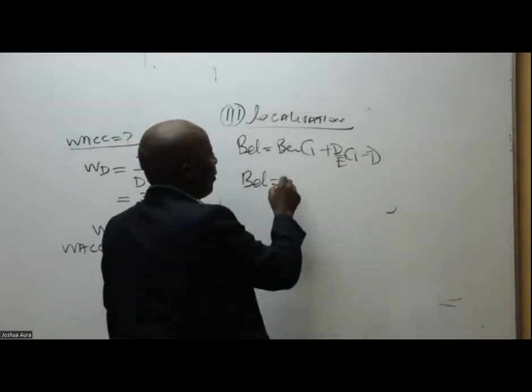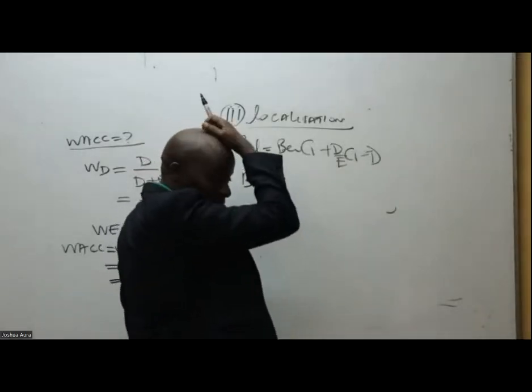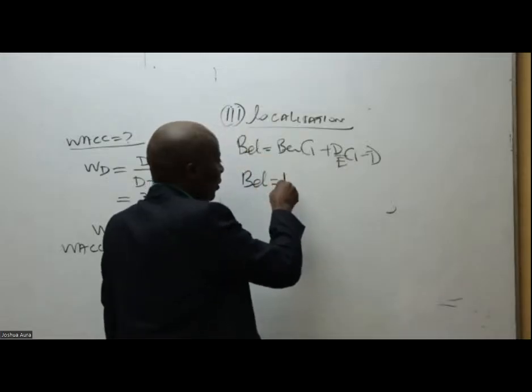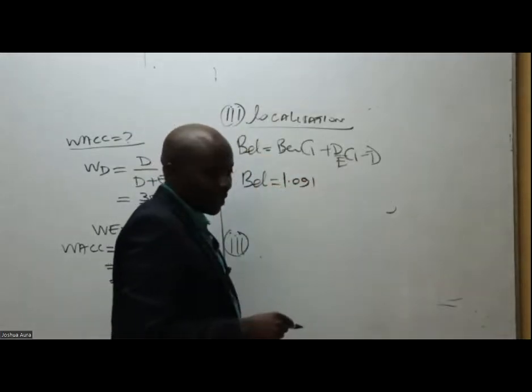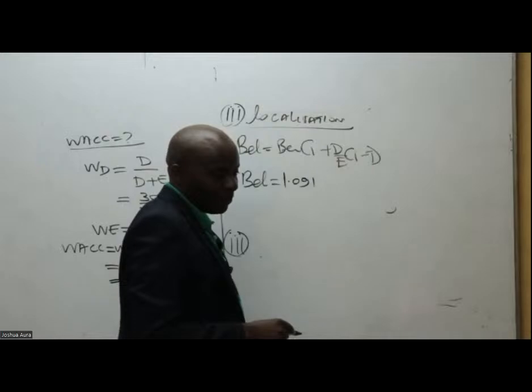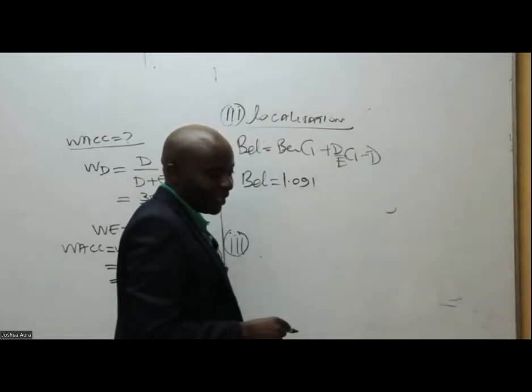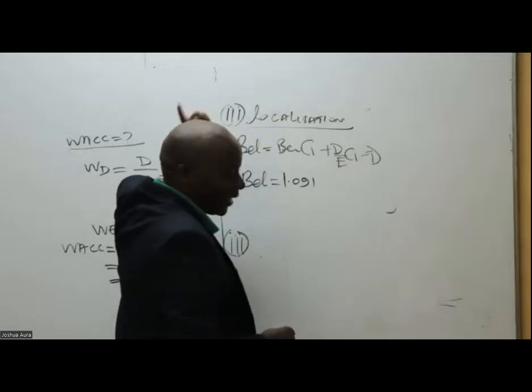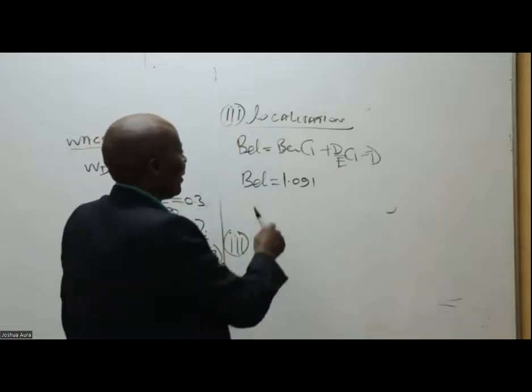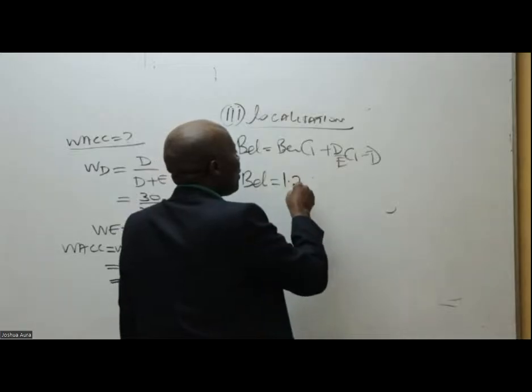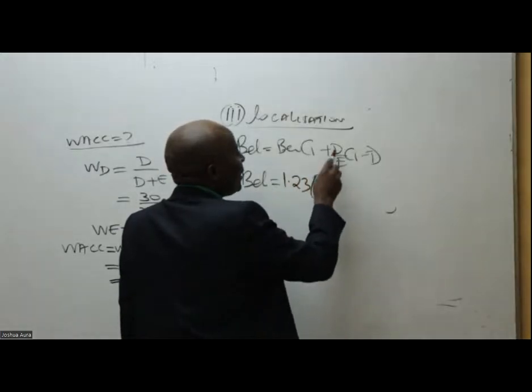So what is our beta, very fast? 1.091. What is our beta? Somebody? The one that we got up there was 1.23 into 1 plus debt over equity.